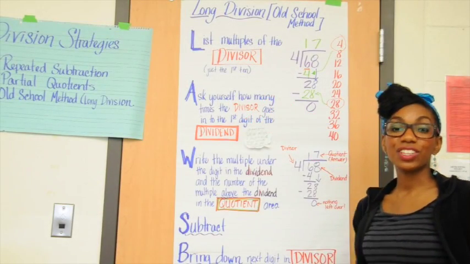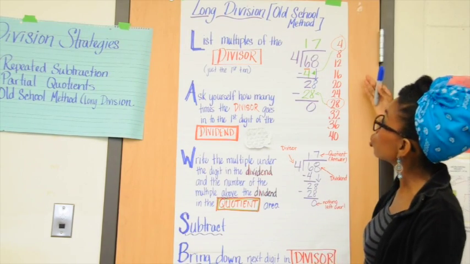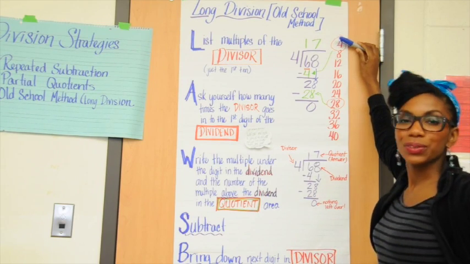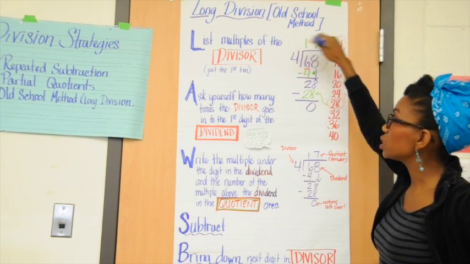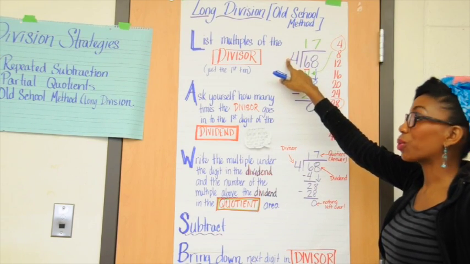Boys and girls, in this video today we discussed the steps to doing long division. I have this chart that is going to be on display in the classroom. These are the steps that we do with long division. We first list our multiples of our divisor. That's the number on the left side of our little bracket.